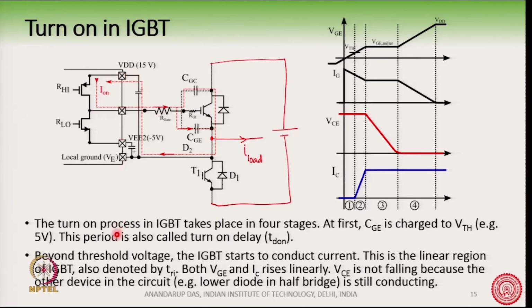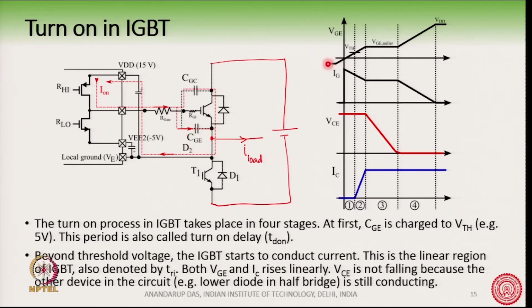Now, the turn on process in the IGBT usually takes place in 4 stages. At the first stage, CGE, this capacitor here, charges up to the threshold voltage, and this period is called the turn on delay. So, threshold voltage is the voltage after which the device starts to conduct.